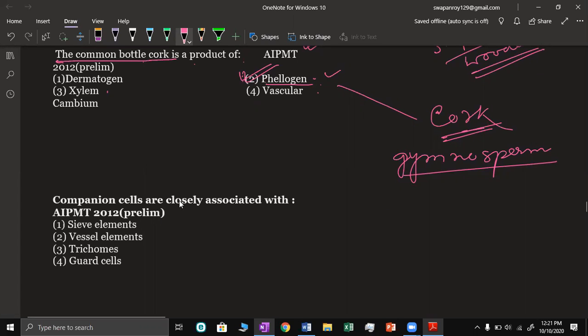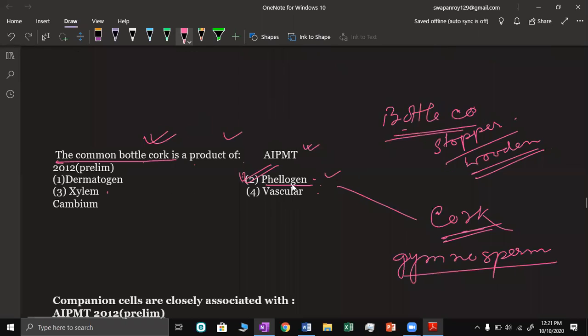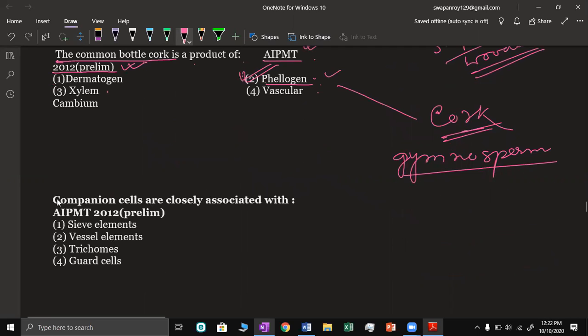Next one: companion cells are closely associated with. This question was from the AIPMT, All India Pre-Medical Test 2012 prelim. Earlier the AIPMT exam was held twice, one preliminary and the next one main. This is also from the AIPMT preliminary exam 2012. So two questions from this anatomy.